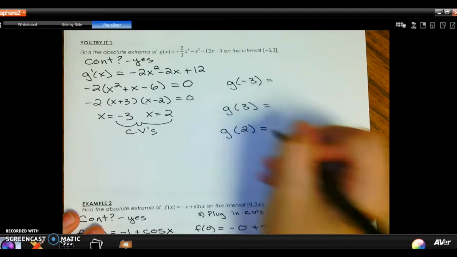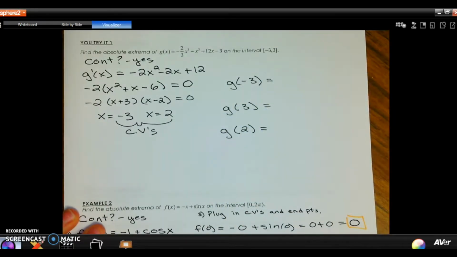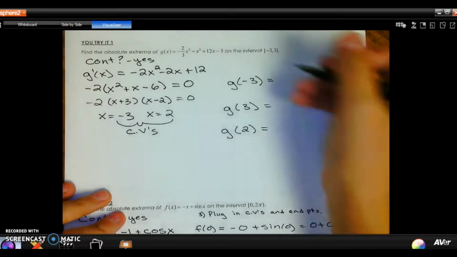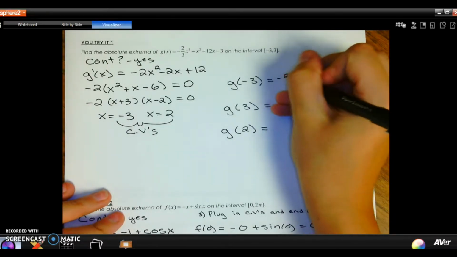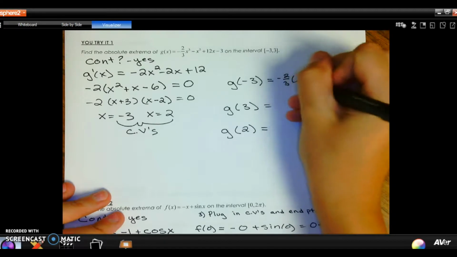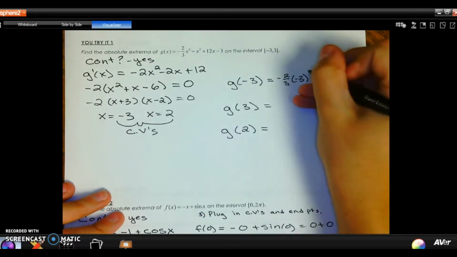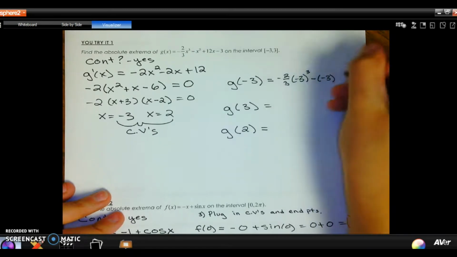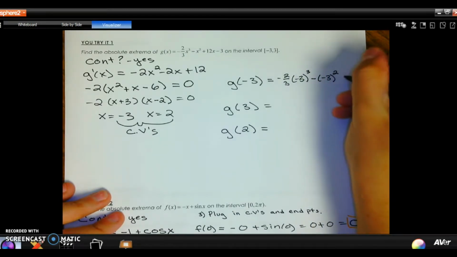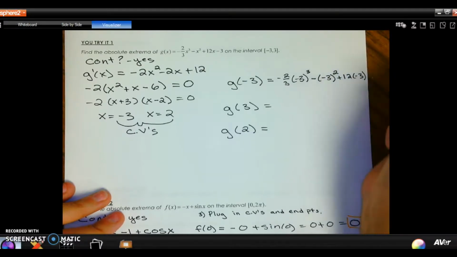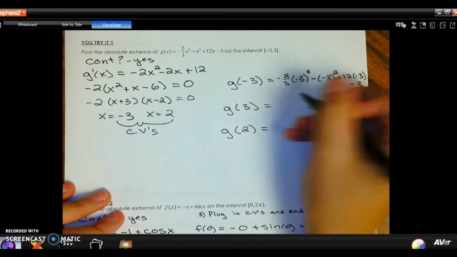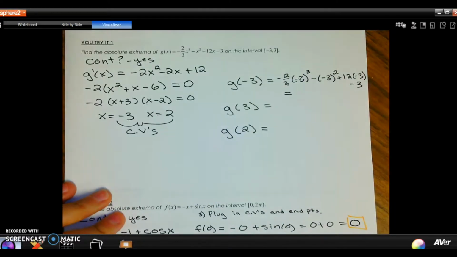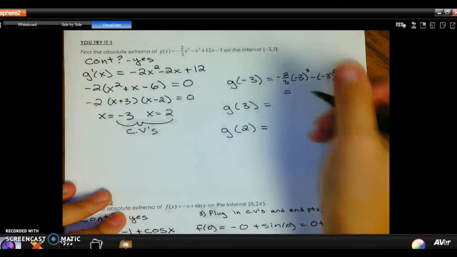And we have this. Now you're just going to take those, plug them into the original, and see what you get for your outputs. I'll just show this on the first one for time's sake. All I'm doing is taking -3 and just plugging it right into the original. Just be careful, watch your squareds. It's 12, -3, and I also have a -3 there. So for that, when I plugged that in, I got a -30.